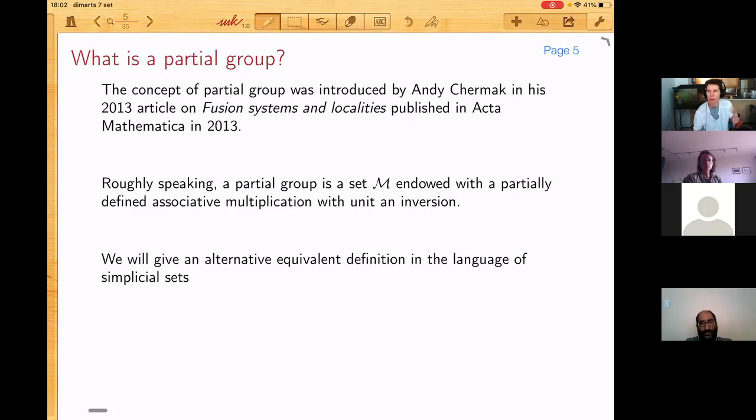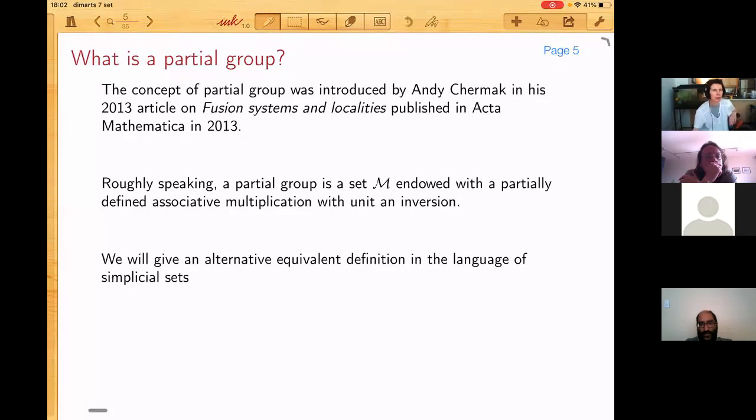An alternative definition in the language of simplicial sets. So why is that? The motivation behind that is the theory of fusion systems. For those who are perhaps familiar with this, a fusion system is an object that mimics the p-local structure of a finite group, where p is a fixed prime number.